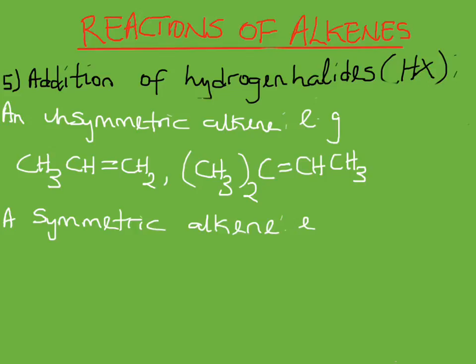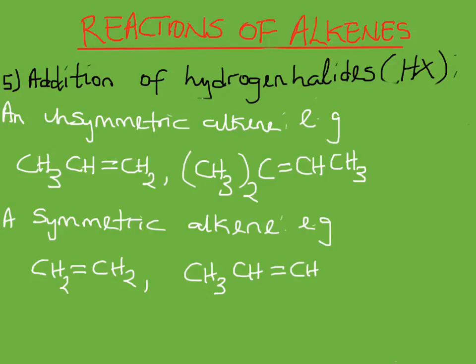A symmetric alkene is an alkene with same number of hydrogen atoms across the double bond. Like you can see from the board, ethene across the double bond has 2 hydrogen atoms each attached to the carbon atoms.